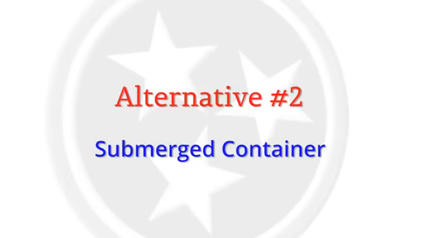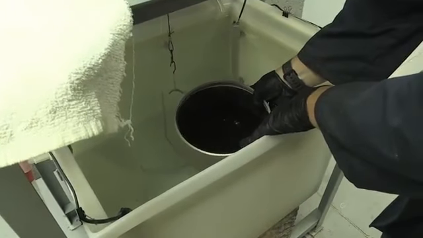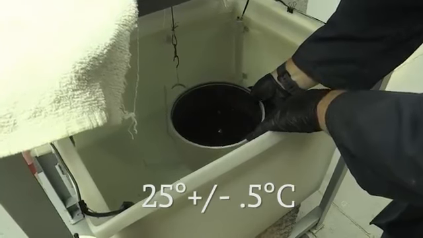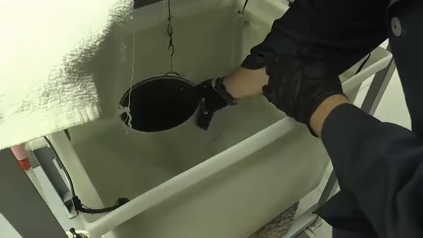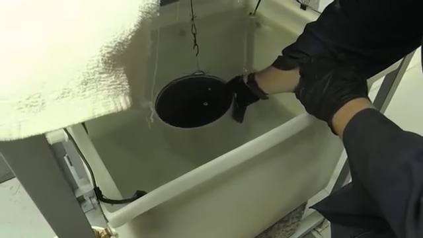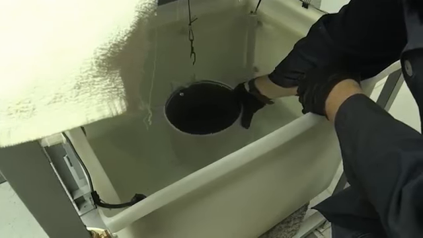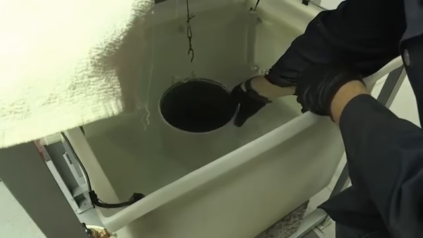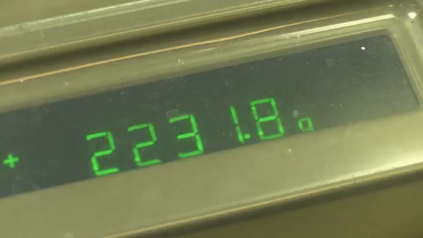Alternative 2. Submerged container. Place the container with the sample into a water bath at 25 plus or minus 0.5 degrees Celsius onto a scale platform to get a submerged mass of the container and sample. Ensure that there are no fines lost while lowering the container into the water bath. Record the submerged mass after waiting for 10 minutes.